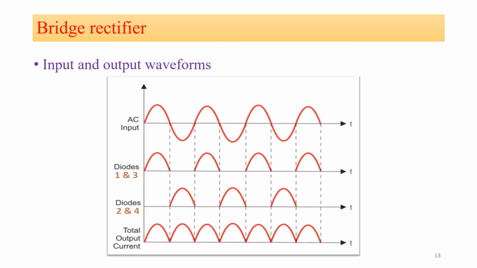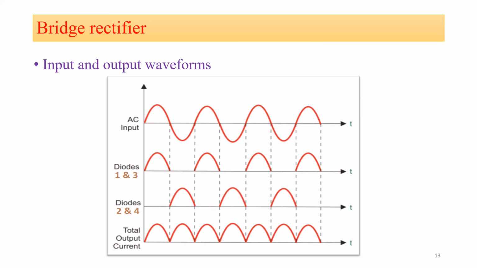And in the third waveform, for the negative half cycle of the AC input signal, diode D2 and diode D4 are in forward bias condition. So you will get the output for the negative half cycle also because of diodes D2 and D4. And now observe the last waveform, that is the total output current.